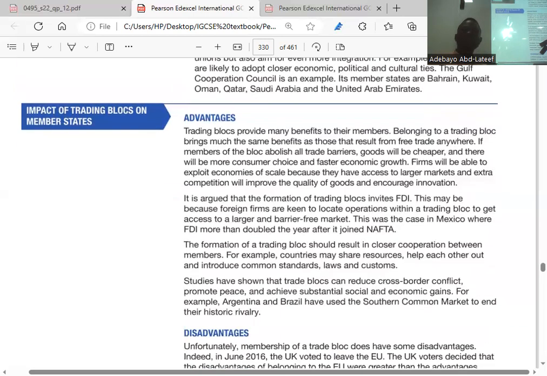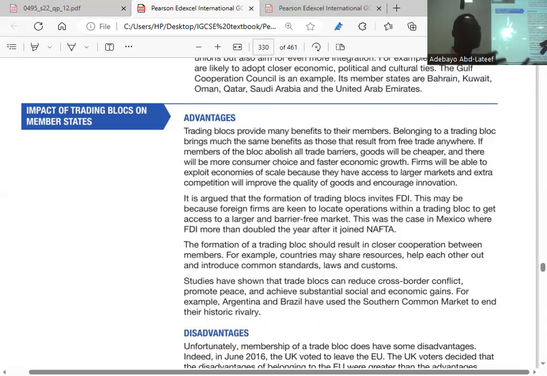So what are the impacts of trading blocs on member states? What is the importance of having a trading bloc? The first one. You have to say trading blocs provide many benefits to their members. Belonging to a trading bloc brings much the same benefit as those that result from free trade anywhere. If members of the bloc abolish all trade barriers, goods will be cheaper and there will be more consumer choice and faster economic growth. So here, let me quickly talk about these things.